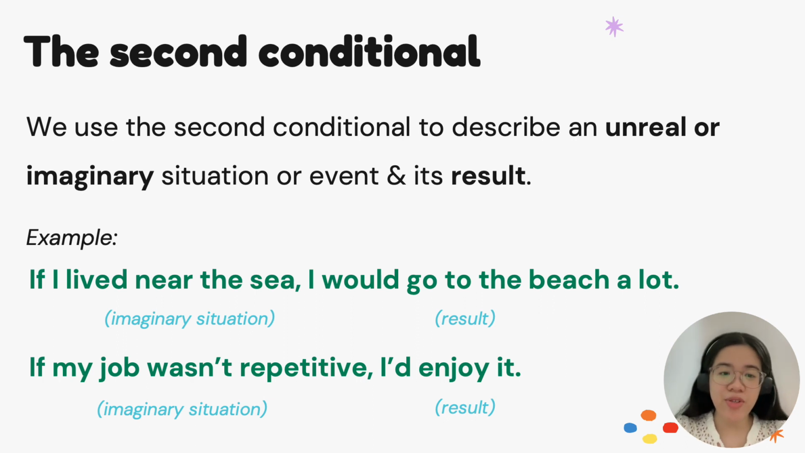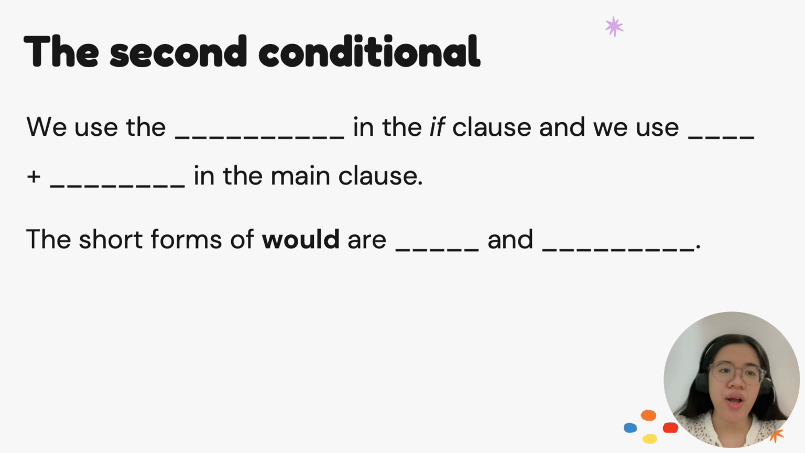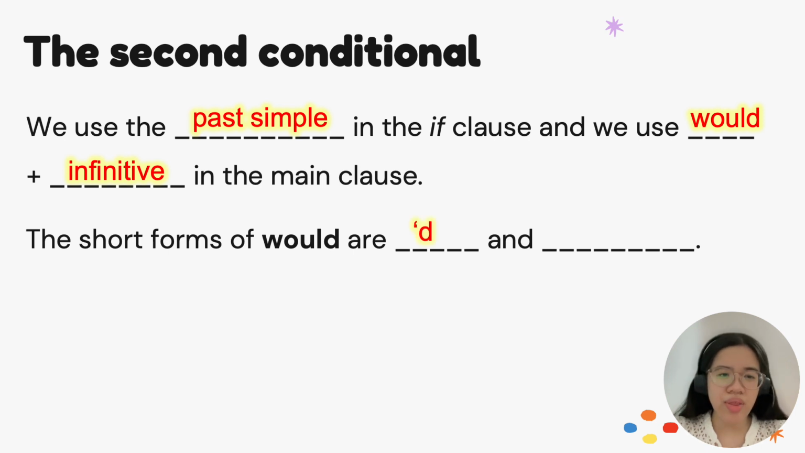So the key for you to remember is that the imaginary situation often lies in the if clause, and the result often lies in the main clause. Okay, so we use past tense in the if clause, and we use would plus infinitive in the main clause. Here are the short forms of would.